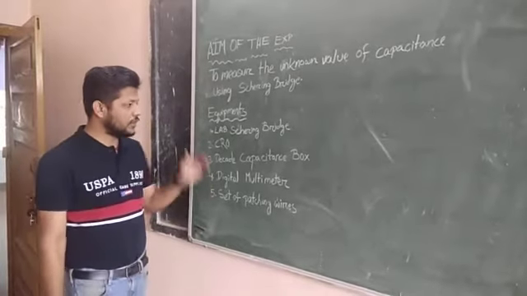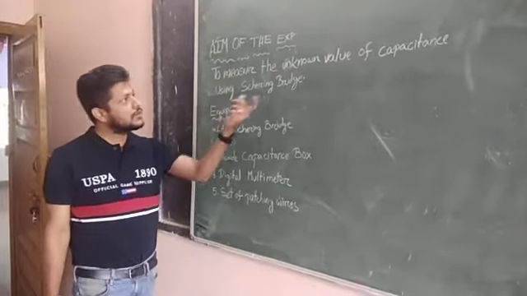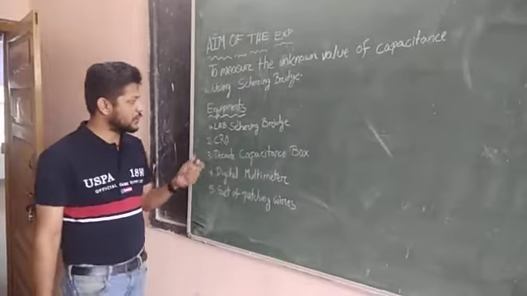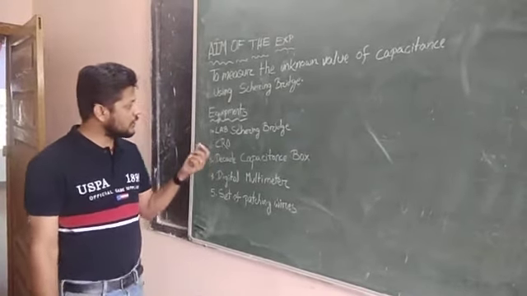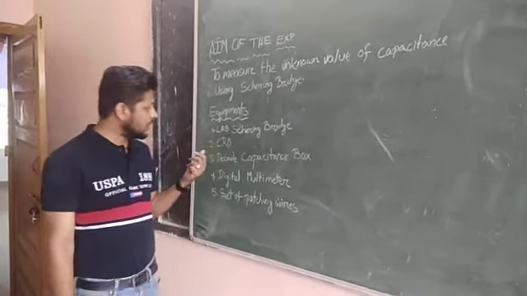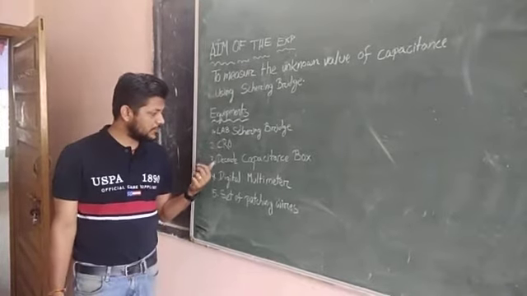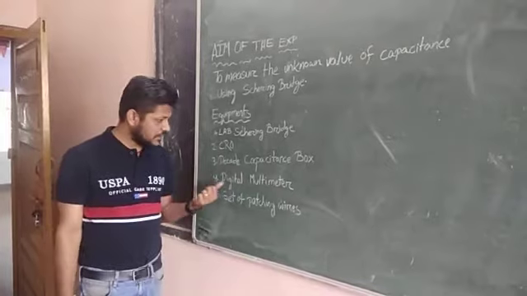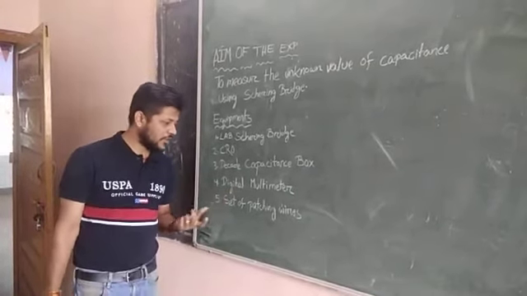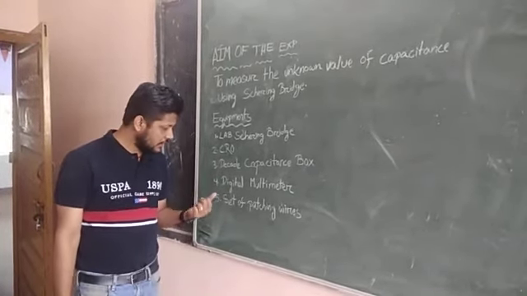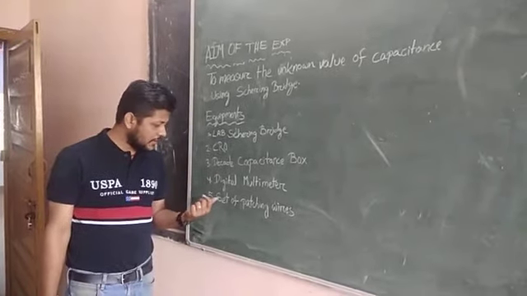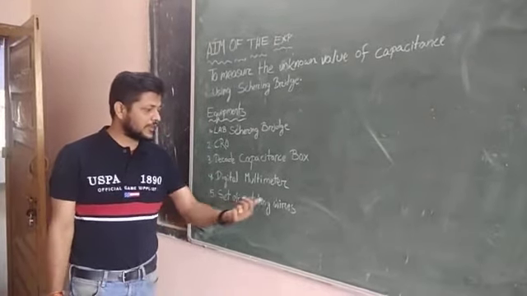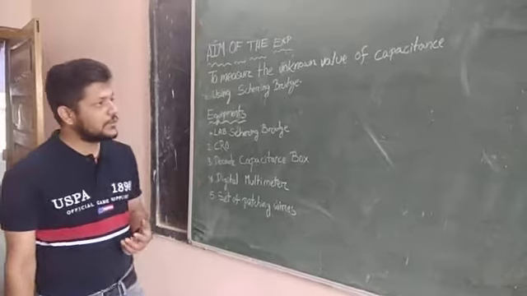So what equipment is required in order to measure the capacitance value by using the Schering bridge? First is your Schering bridge trainer kit. The second is your cathode ray oscilloscope. Then you have a decade capacitance box, that is your capacitor. Then you require a digital multimeter in order to measure the value of resistances or any other voltages. Then you have a set of patching wires as per our requirement.